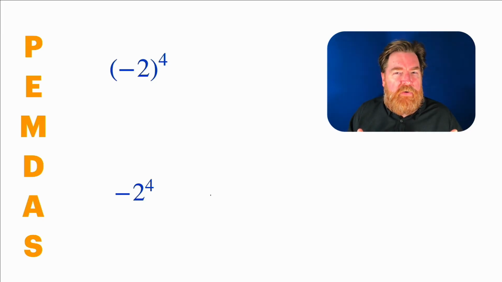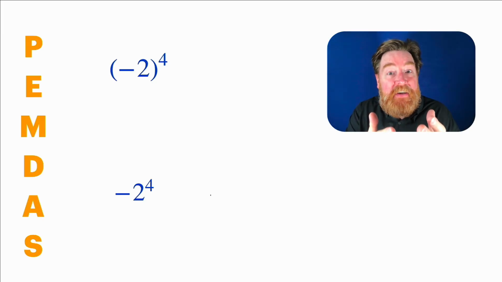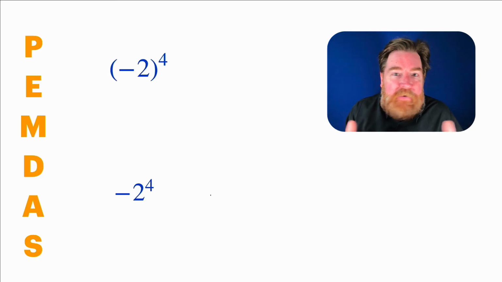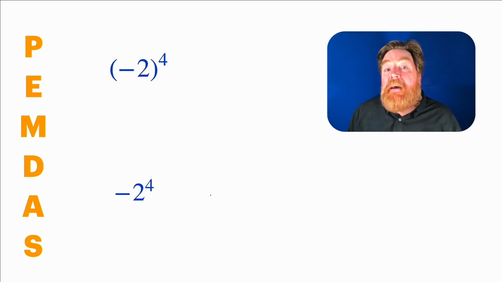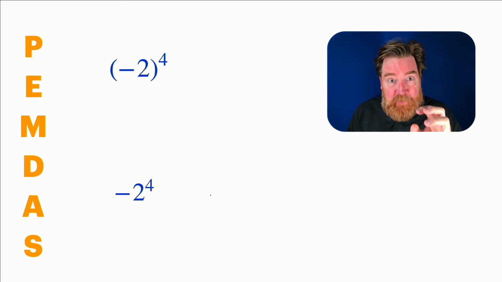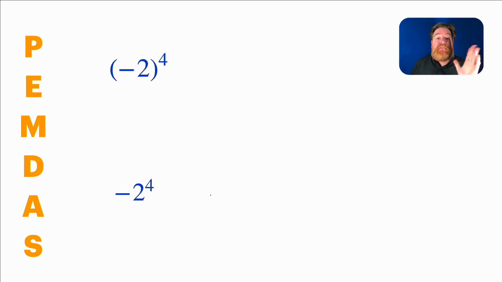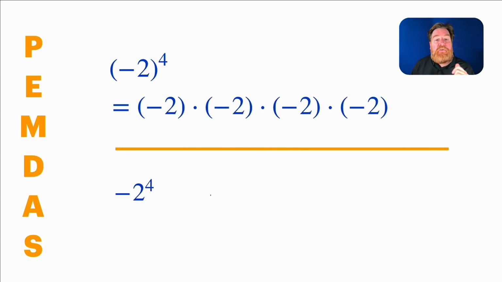So we know that we do the parentheses first, right? We go inside the parentheses. There's really nothing to do. It's just -2 again. All right, so we're set. Now let's do the exponent. So -2 to the 4th power is just, you know the deal, -2 times -2 times -2 times -2, 4 times. And we know that that is positive, right? See the even number of negative signs there? 16, positive 16.